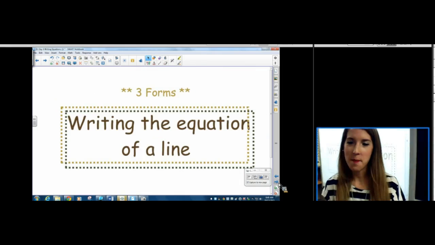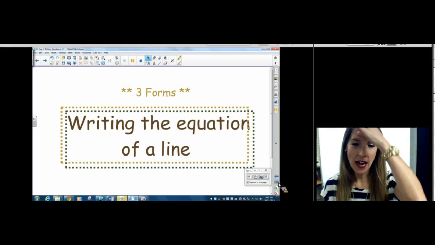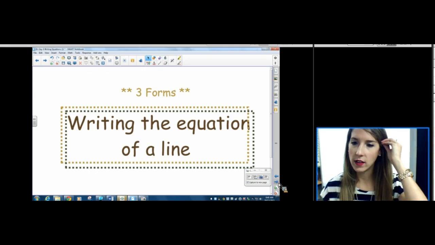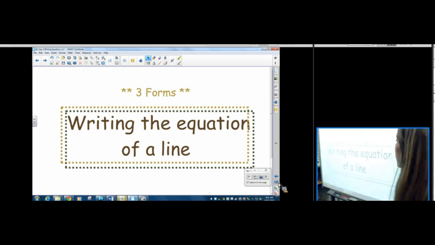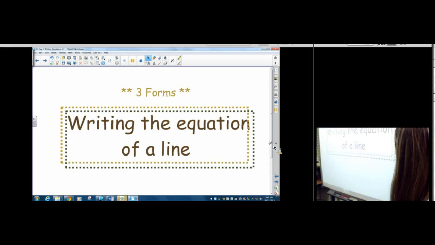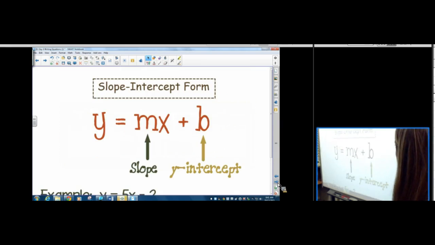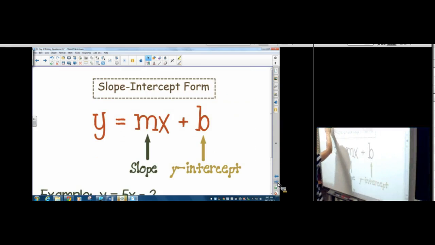Okay, we are going to take some major notes today. Title your notes, Writing the Equation of a Line. All right, so we're going to focus on 3 different forms of the equations of lines. Here we go. Form number 1. Put number 1 by this.